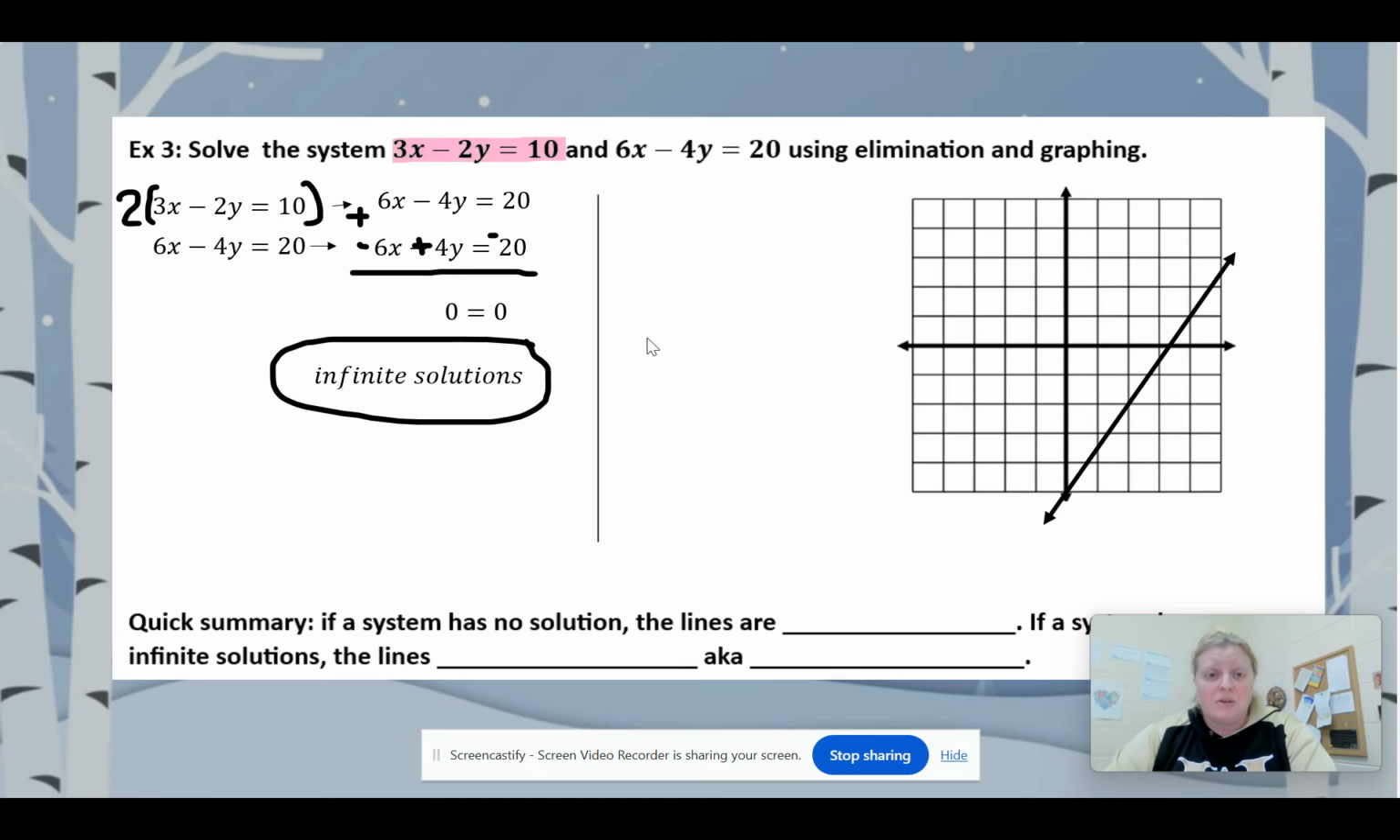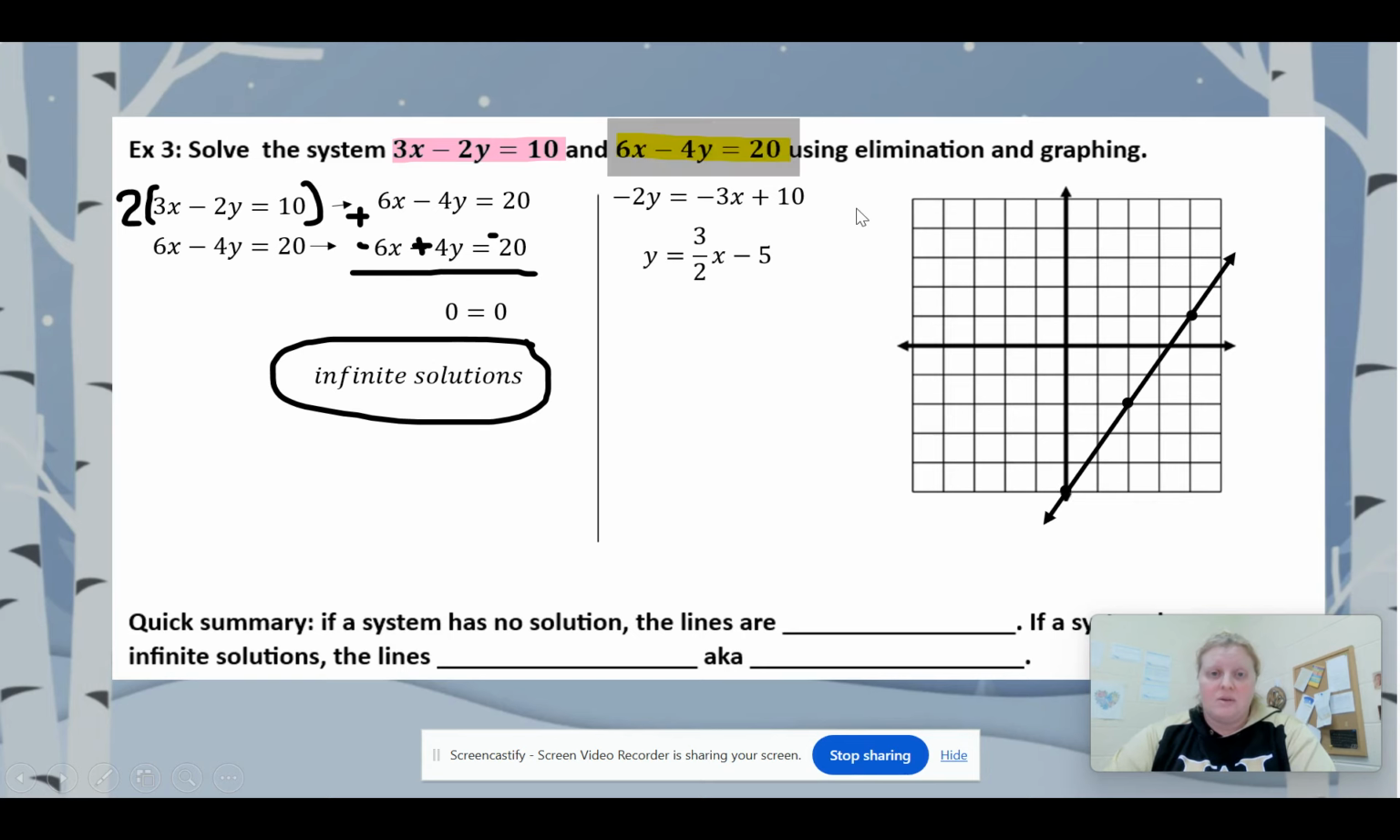I want to show you what that looks like from a graphical standpoint. So we're going to go ahead and start getting y by himself in the first equation. We're going to minus the 3x over, and then we're going to divide everybody by negative 2. Right, and then we went ahead and graphed the line. We start at negative 5, go up 3, right 2.